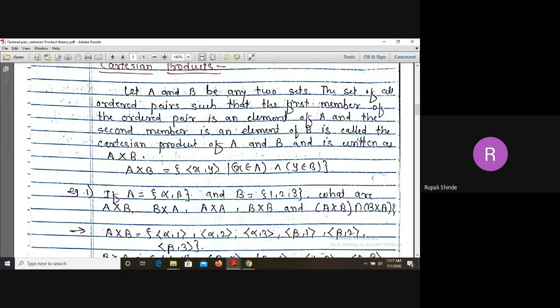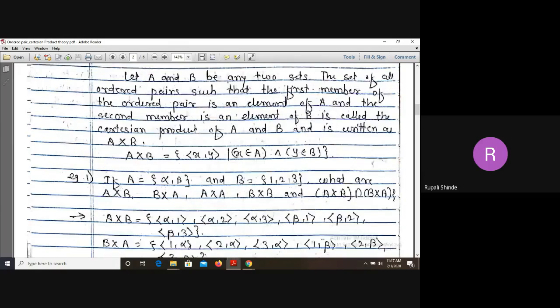Okay. Now here one question is given. If A is equal to alpha comma beta and B is equal to 1 comma 2 comma 3, then what are the values for this given? First one is A Cartesian product B.